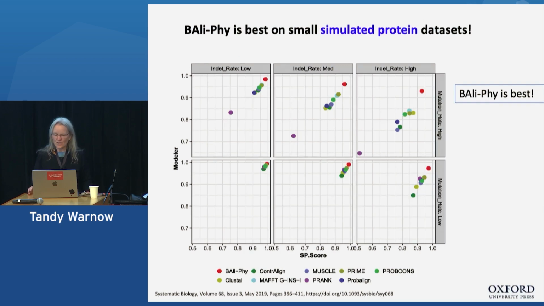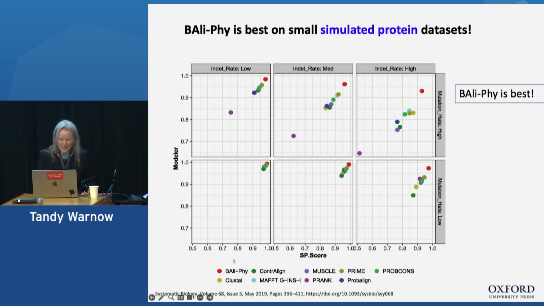This is the simulation first. So I'm showing SP score versus modeler. SP score is essentially recall. Modeler is precision. So these are essentially precision recall subfigures. And there are 6 model conditions that vary in terms of the rate of evolution. The top thing is high rate. This is a low rate of substitution and indel. Indel rates here, low, medium, high. So substitution rates versus indel rates. So the easiest case is when everything is low, which is here.